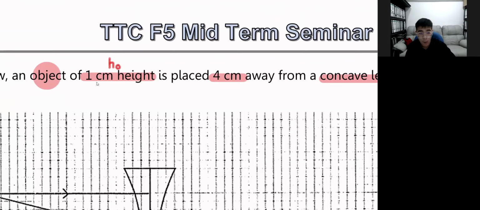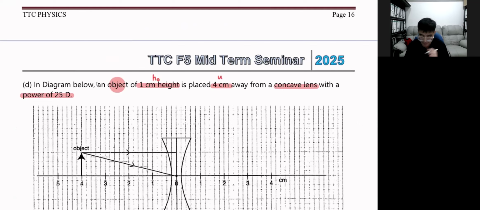And do you still remember what alphabet we use as the symbol of object distance? For object distance, we use the small letter u as the symbol. So this one, you must remember.